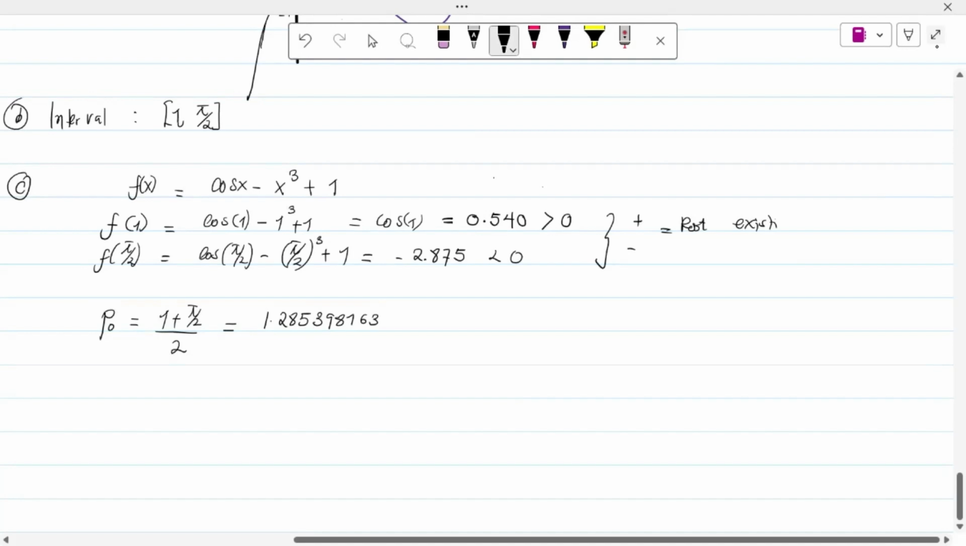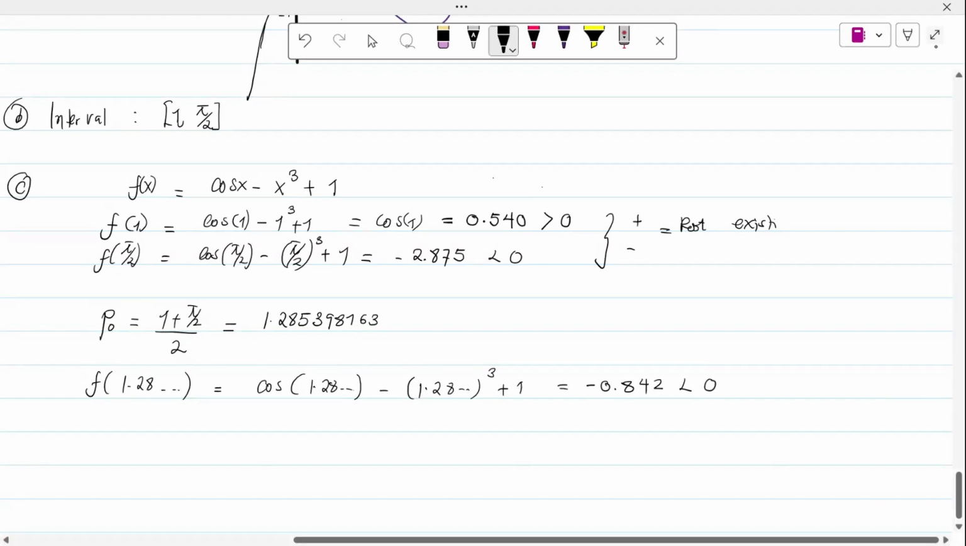And then now we also take this number and put it in the function. So f of 1.28, whatever, you can finish it. This will be cosine of 1.28 minus 1.28 cubed plus 1. So how much is that? It's negative 0.842. Okay, and this is less than 0, so it's negative.